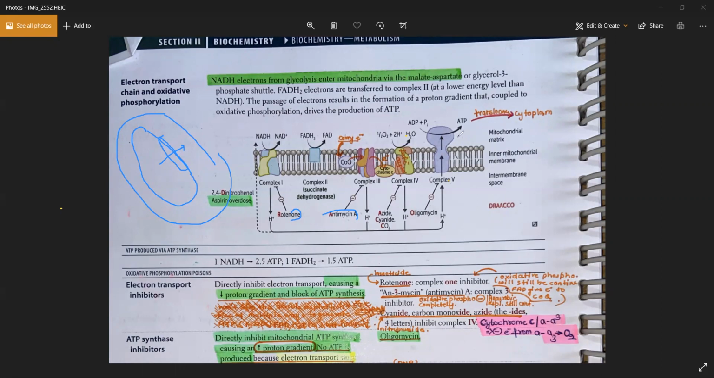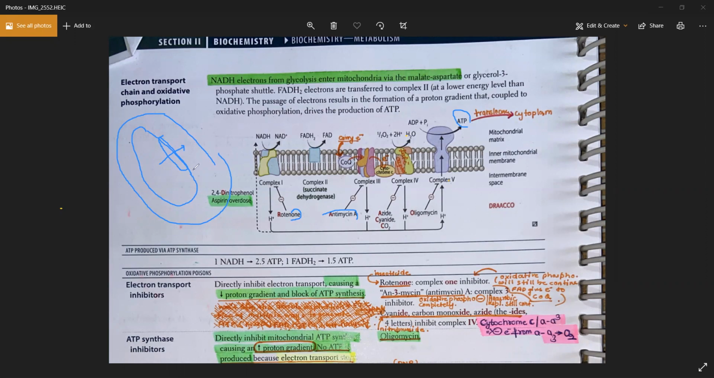Okay. And finally, complex 5, which is the ATP synthase complex that takes up ADP and forms the ATP. That's how from the NADH, you're getting the production of this ATP molecule. And oligomycin is an inhibitor of this complex, complex 5.